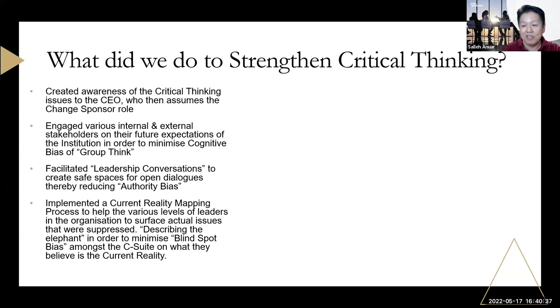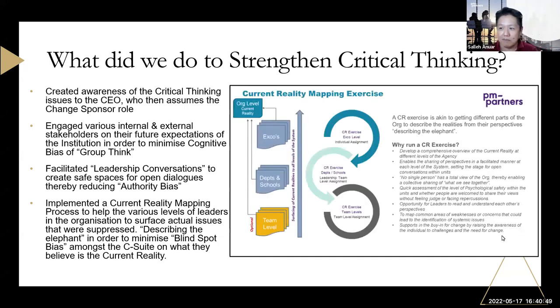or in a way punished by their bosses, so as to reduce what we call authority bias. Then we went through a whole current reality mapping process where we got leaders from all the different departments and the different schools within the institute to start to map their current reality, where we run an exercise for each of them to map what they are seeing as issues and challenges.